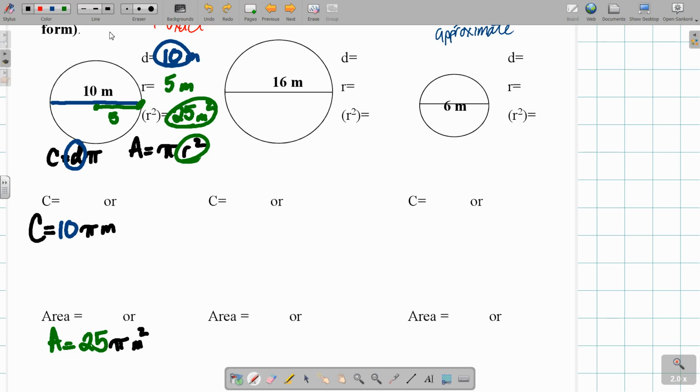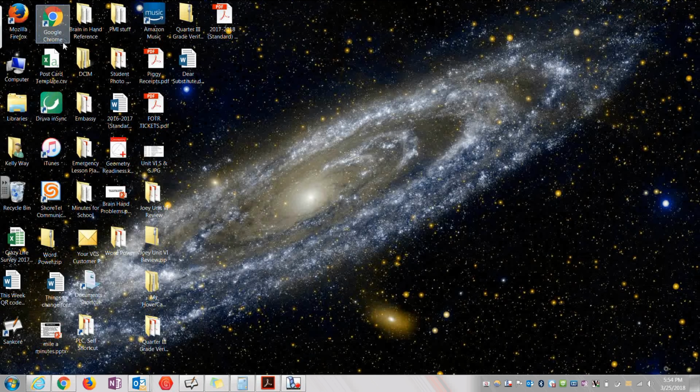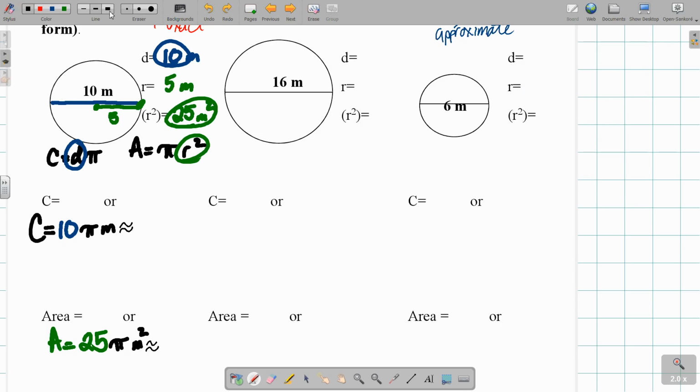The decimal version. I'm going to use the approximation sign now because the decimal version is an approximation, and you're going to round it to the hundredths place. So for circumference, we're going to go 10 times, and then find your pi key, hit the equal sign, round it to the hundredths place: 31.41. So this is going to be approximately 31.41 meters.